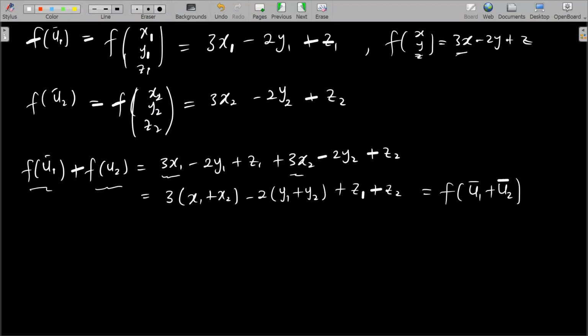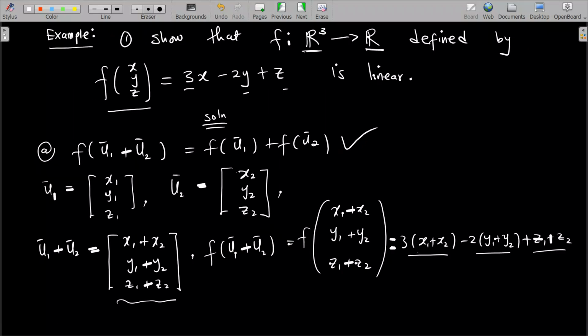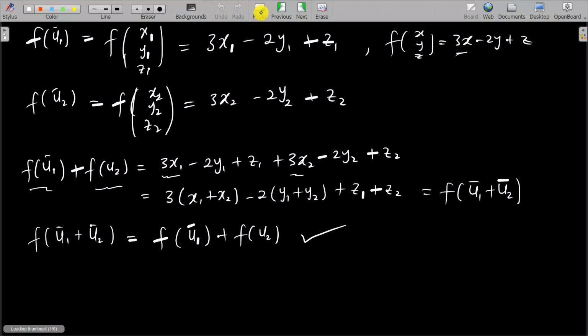So it means that the first condition, which says we should make sure that f of the summation of any two of them should be equal to the individual transformations summed, is checked, because that's what I wanted to show. I wanted to show that f of u1 plus u2 is equal to f of u1 plus f of u2, and that is checked now.